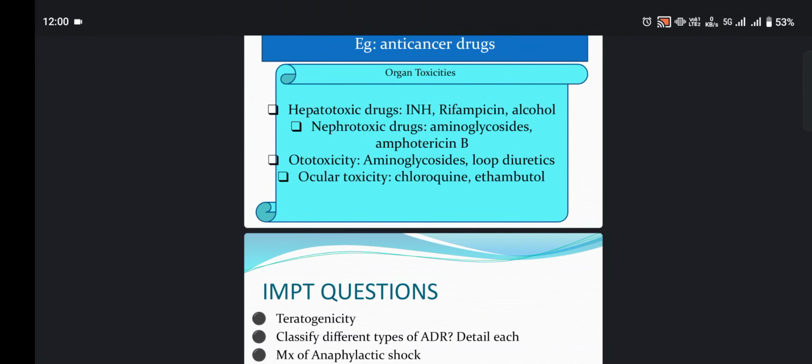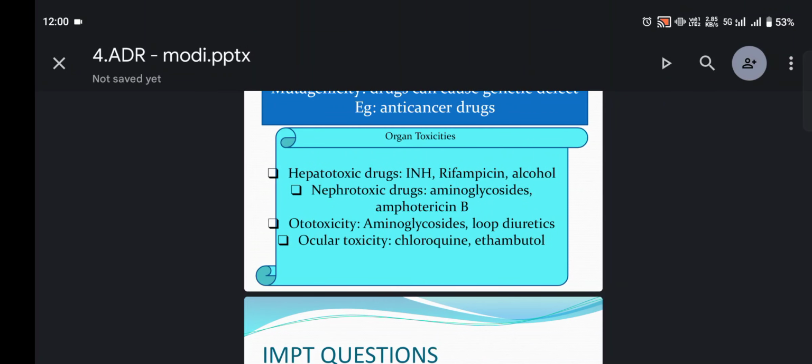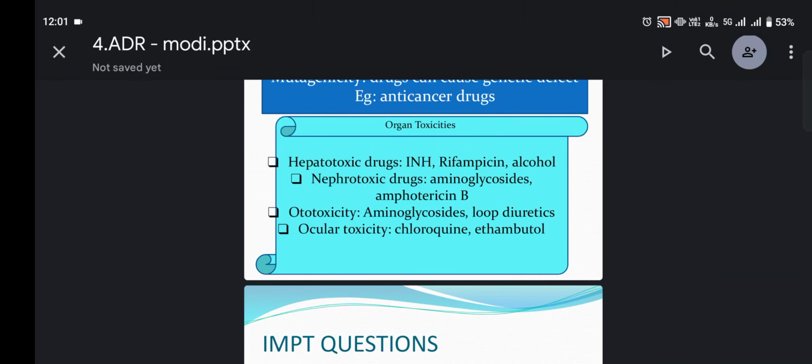And hepatotoxins. That also everybody knows about: drugs that cause hepatotoxicity. Then nephrotoxic drugs means drugs which can cause nephrotoxicity, and ototoxicity, meaning our hearing problems. Then ocular toxicity means any adverse reaction to the eyes, drugs which can cause reactions in our eyes.